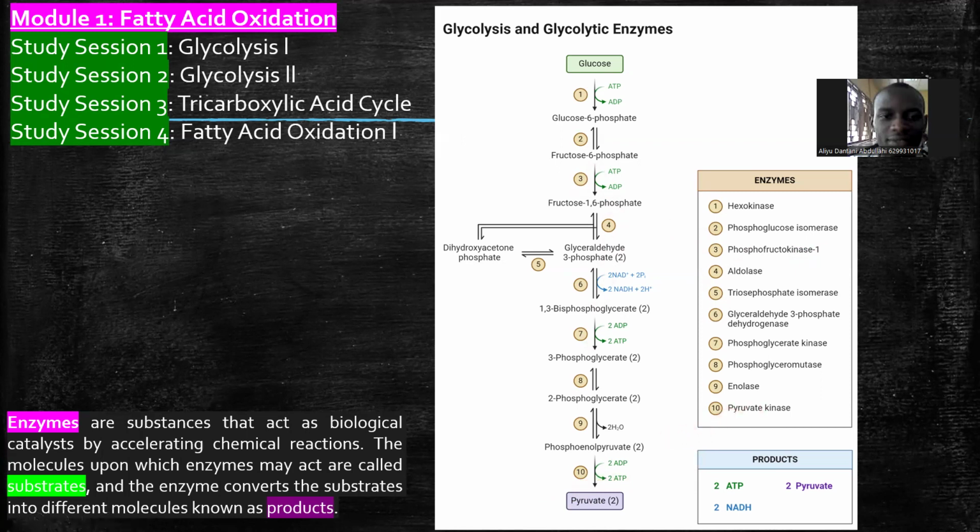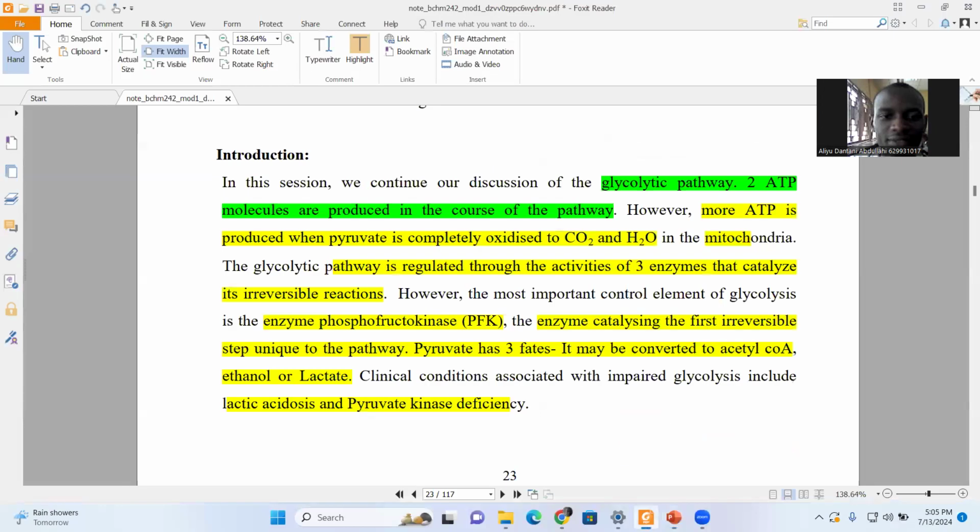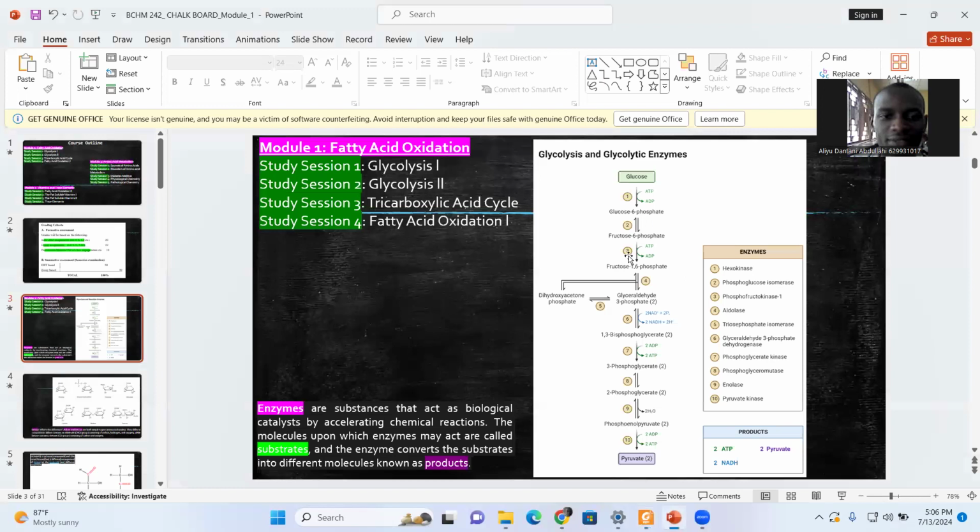Yeah. So this is the message that has been passed here. Okay, the glycolytic pathway is regulated through the activities of three enzymes that catalyze its irreversible reactions. Okay. However, the most important control element of glycolysis is the enzyme phosphofructokinase, PFK, which is the third enzyme, which catalyzes the third reaction of glycolysis. Okay.